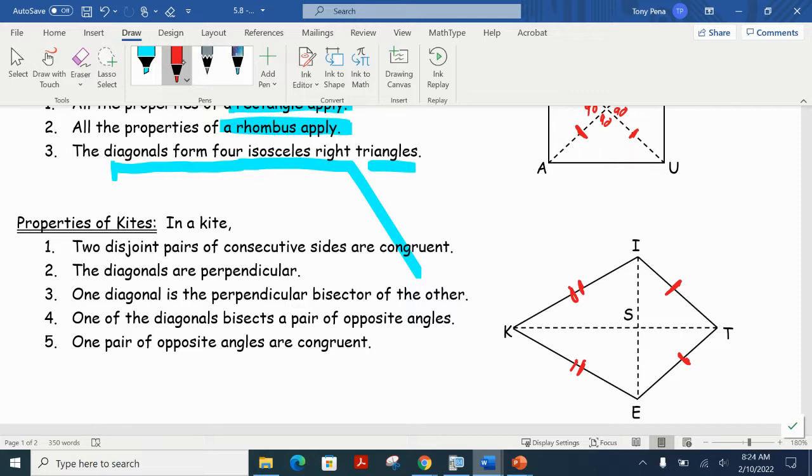The diagonals are perpendicular to each other. So that means we have a bunch of 90-degree angles in here. One diagonal is the perpendicular bisector of the other. It would have to be this one here that's getting cut in half. This one here is the one where this is the midpoint of that segment. It's the perpendicular bisector. The diagonals bisect each pair of angles. So again, if this is a 20-degree angle, this would also be a 20-degree angle. It cuts it right in half.